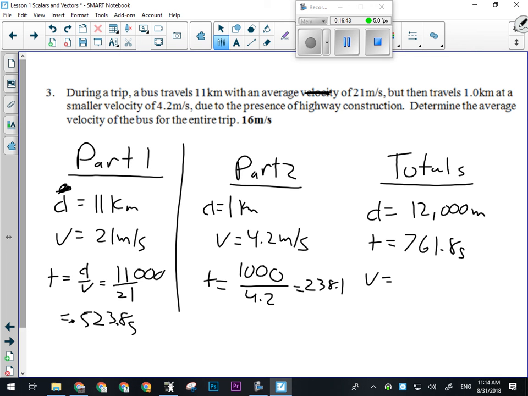Now we can calculate the average, not velocity, but average speed over the whole trip. And I think it actually says average speed in your file now, right? I think I changed that actually. Anyway, we'll have 12,000 over that number, and that will give us our 16 meters per second to two significant figures.